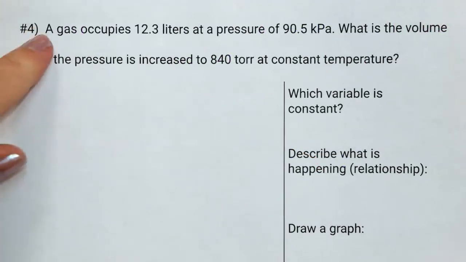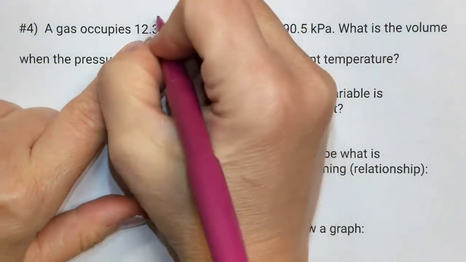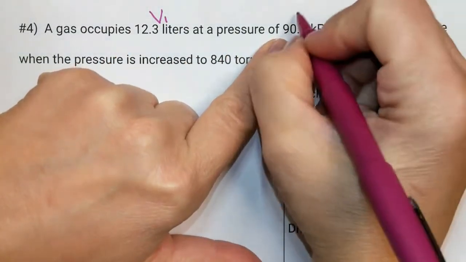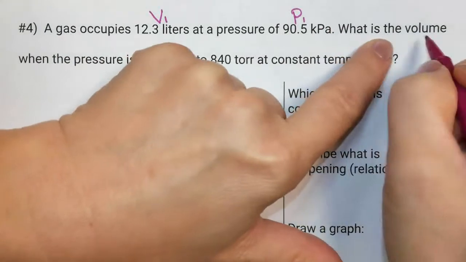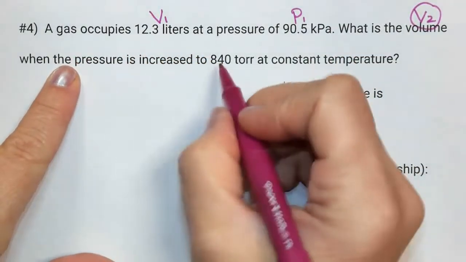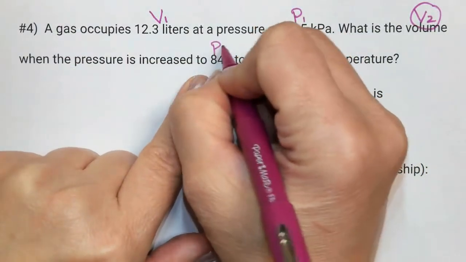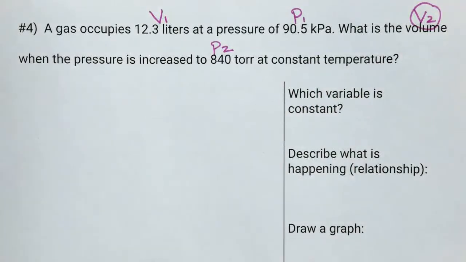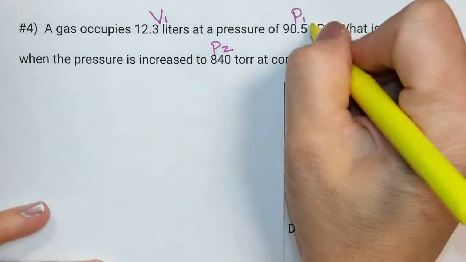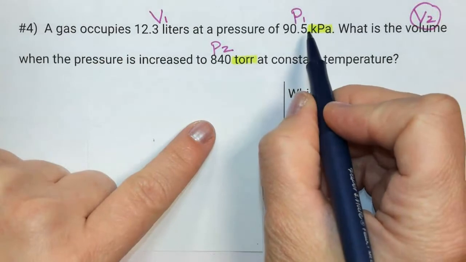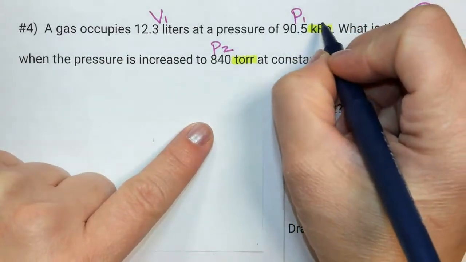One more example. A gas occupies 12.3 liters. That's my volume 1, at a pressure of 90.5 kilopascals, there's my P1. What is the volume? I'm looking for V2 when the pressure is increased to, here's my new pressure, 840 torr at constant temperature. So I do have to consider that my pressure units don't match, and I have to convert one of them to match the other. I'm going to take this one and change it to torr.